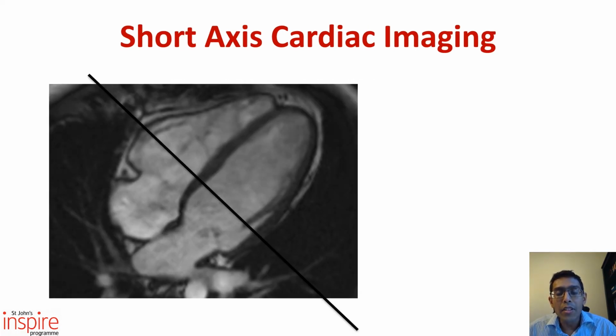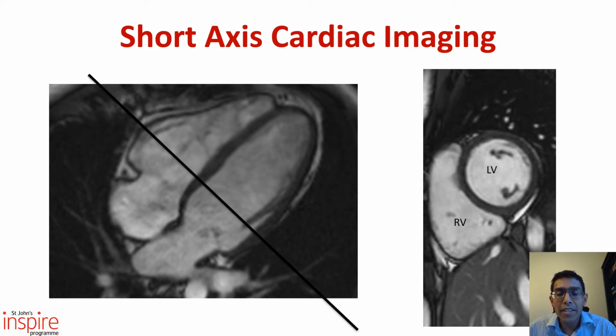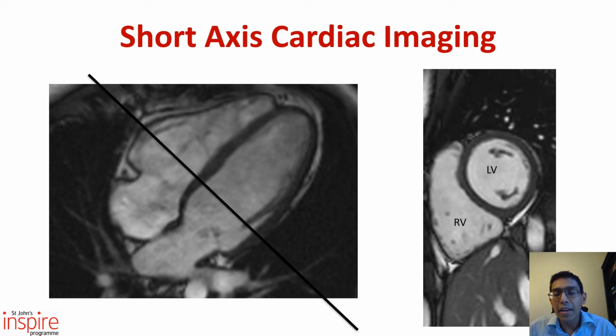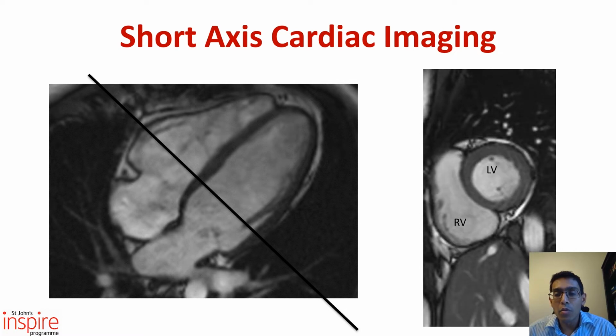We can also take a different axis of imaging. So if we imagine cutting through the heart at this level, we can see the heart in short axis. Again, the left ventricle and right ventricle are labelled, and we can see the pumping action of the heart in this normal patient.